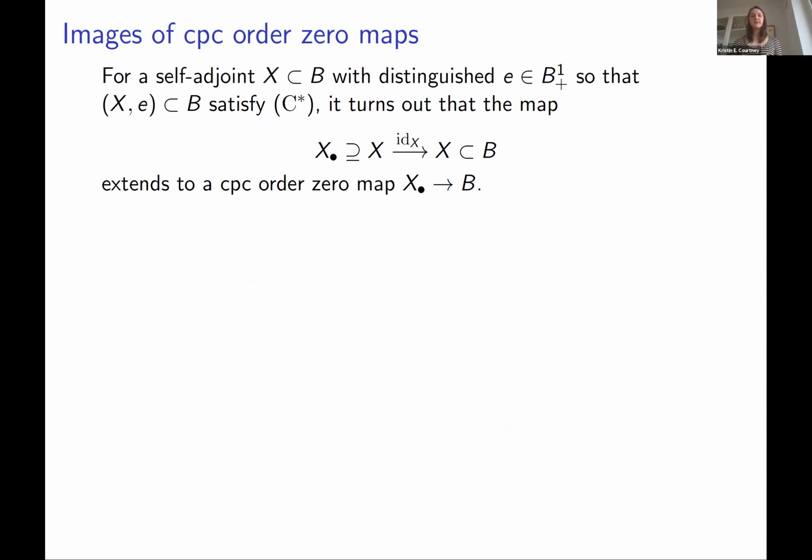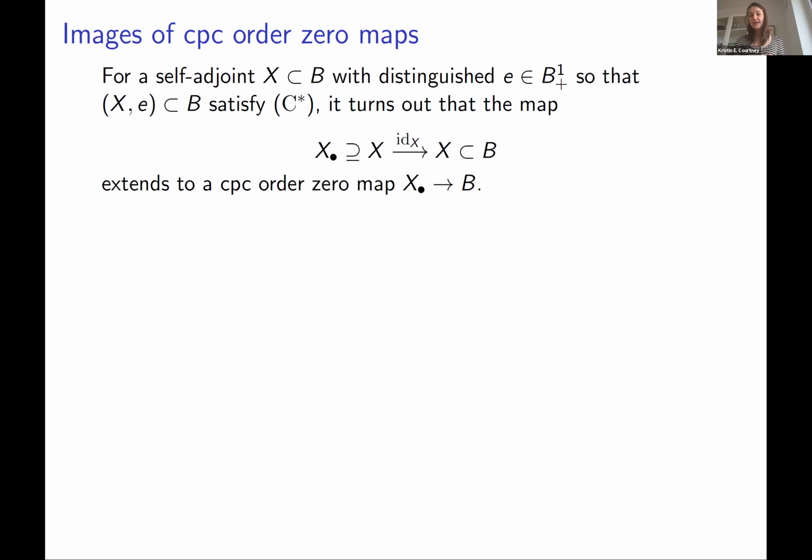So one question is really, what is the relationship between the structures X as a subset of B and X as a subset of this X bullet? It turns out that if we have a self-adjoint subspace X of a C-star algebra B with a distinguished positive contraction that allows me to build this C-star structure, then if I take the identity map sending X as a dense subspace of X bullet to X as just a subspace of B, this extends to a CPC order 0 map between the two C-star algebras.